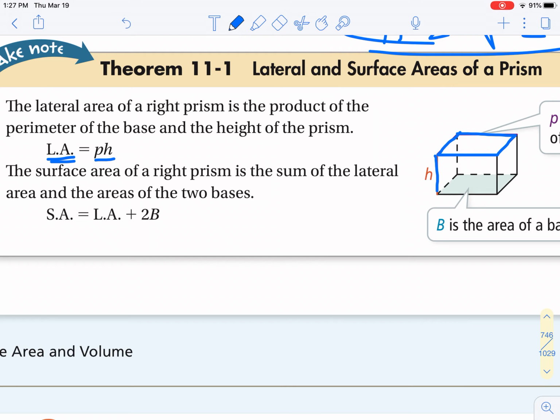Also, we're going to be identifying our base. So in this particular example, we have a cube, and so we're just going to take the top and the bottom because those are the same shapes. Find those areas, multiply that by 2. So area of the base times 2 plus the lateral area gets us the surface area.